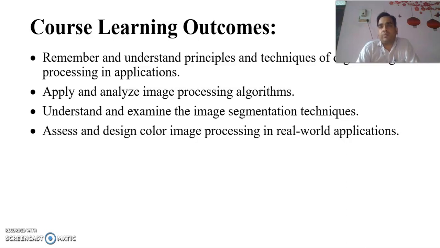Suppose we have a man with an umbrella, and our aim could be to find out how many objects are there in an image, such as an umbrella is an object, a man is an object. So how can we distinguish all the objects in an image? This particular thing comes under image segmentation. Then we will do some color image processing, because as we know, today we have cameras which process colored images. So how can colored images be processed using applications so that we can use them in real-world applications? So these will be the course learning outcomes.